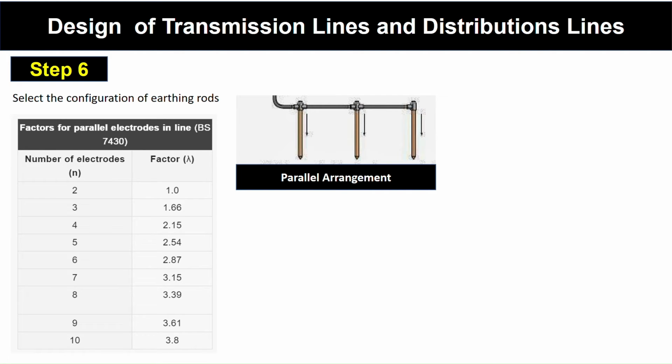For parallel electrodes in line, as per BS 7430, the value of the factor lambda is given here in the table. For 10 earthing rods connected in a row, the lambda value is 3.8. For 10 or above, if you have 20, 200, 300, then you have to take the value of lambda as 3.8. For below 10, there are different values given here in the table. You can select the table value of lambda accordingly.